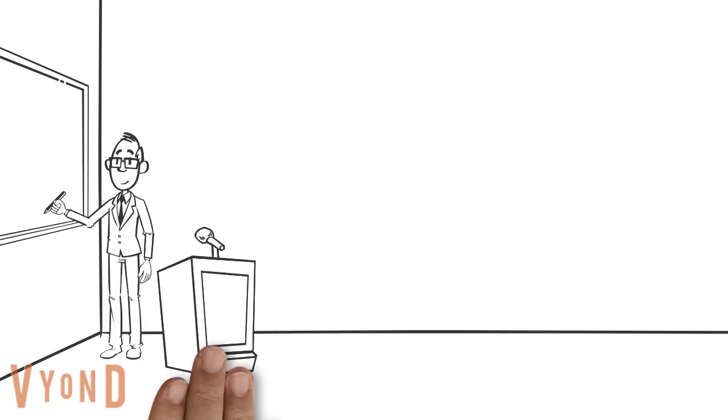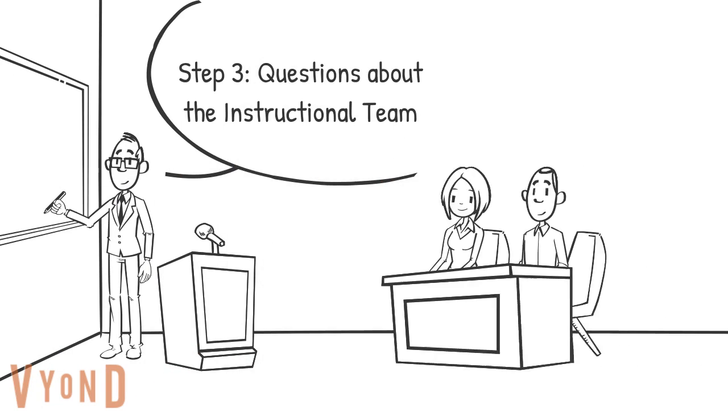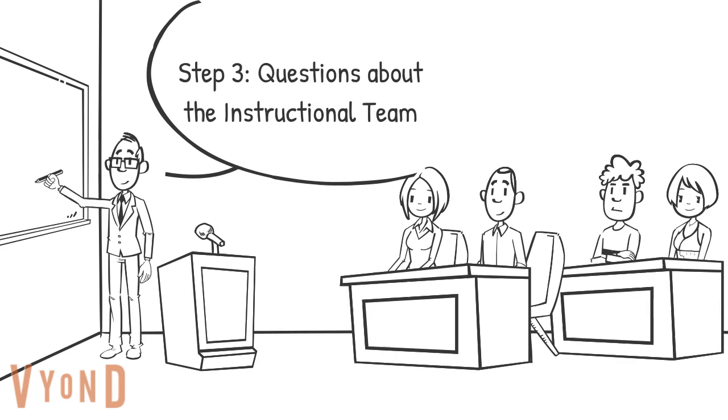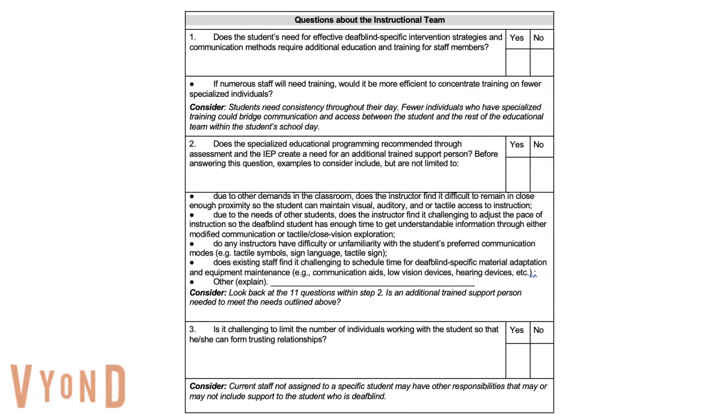Step 3. Questions about the instructional team. Answering the questions in the next table will help the IEP committee decide if the needs identified above can be supported in the proposed or current instructional arrangement, or if additional strategies or personnel are needed. The questions in Section 3 are structured in much the same way as Section 2. There are 5 main questions and each has a series of guiding considerations for the team to discuss in order to determine if the current program will be sufficient to meet the needs of the student.